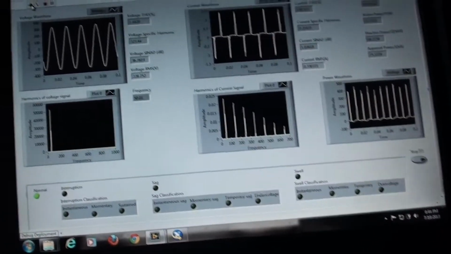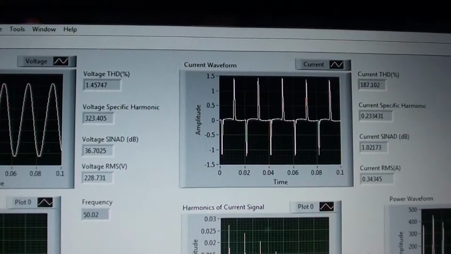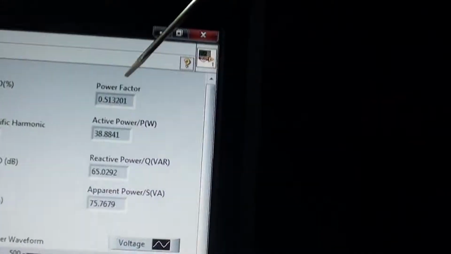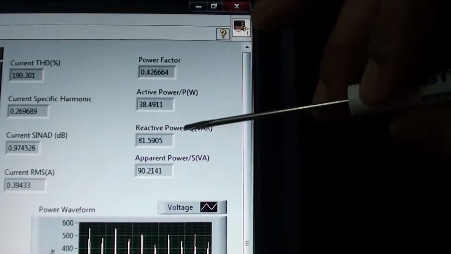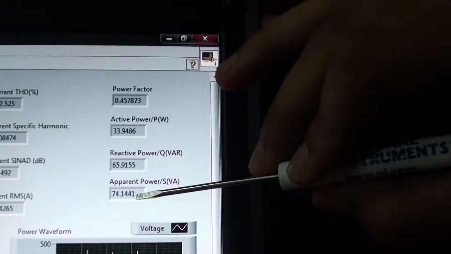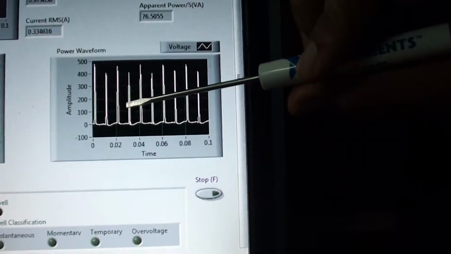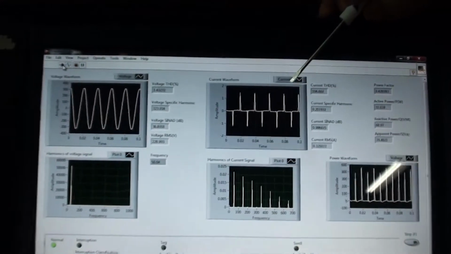The voltage RMS is found out to be 228.8 volt and current RMS is found out to be 0.32 amperes. The power factor is 0.56. Active power is 41 watts. Reactive power is 72 VAR. Apparent power is 74 VA. As you can see, the power waveform also has a lot of glitches. This is due to the presence of non-linearities in the current waveform.